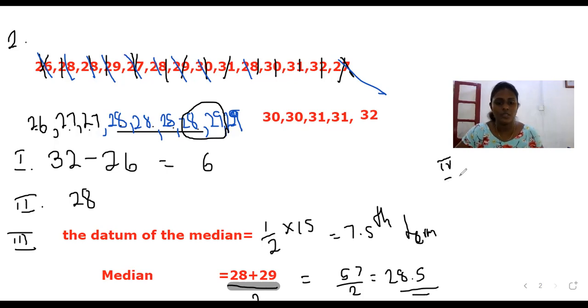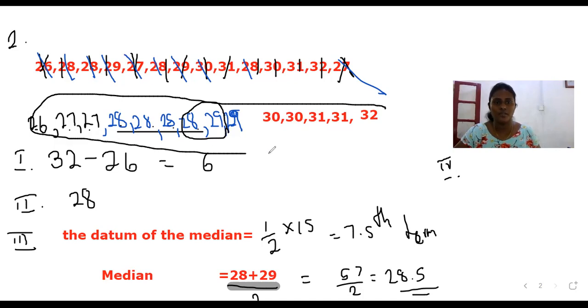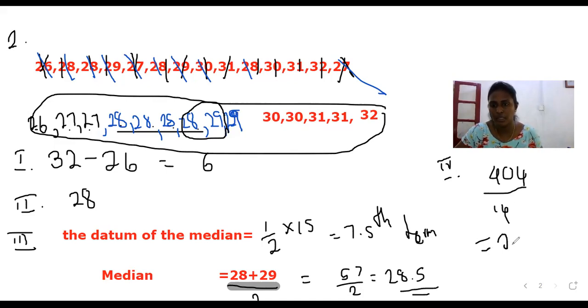Then the fourth question is asking the mean. You want to add all of these values. The sum of these values will be 404. When you divide 404 by 14, you are getting 28.85. Or if you round this off to the first decimal place, it will be 28.9. So that's all about the review exercise.